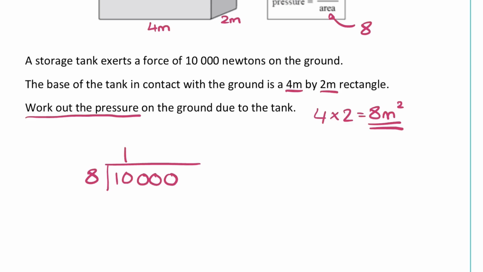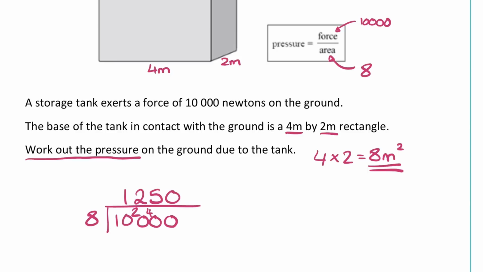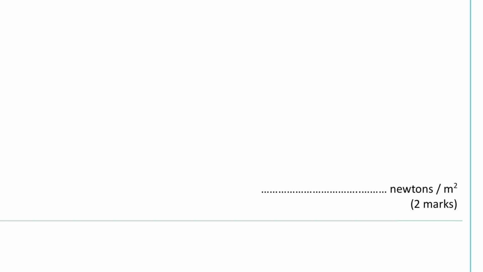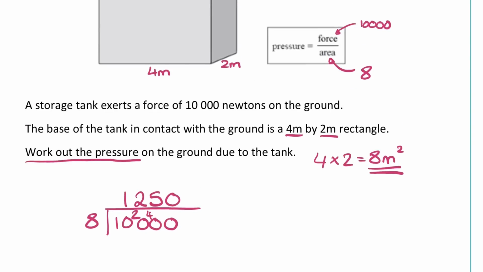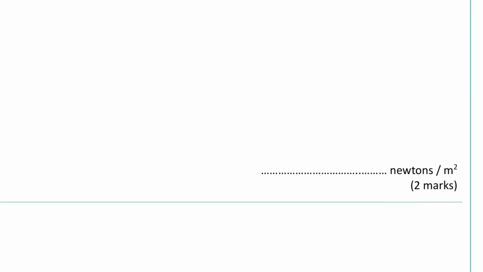8 goes into 10 once, remainder 2. It goes into 20 twice, remainder 4. It goes into 40 five times, and then 0 at the end. So there we go, we have 1,250. Now that's newtons per metre squared. It does normally give you that on the dotted line there. We know what it is anyway, because that was 10,000 newtons on the top, metres squared on the bottom. You are dividing them, so you get newtons per metre squared if you think about that slash as a divide. So 1,250 is our final answer.